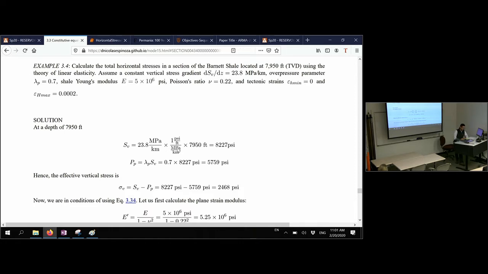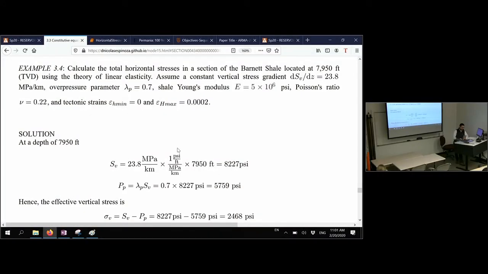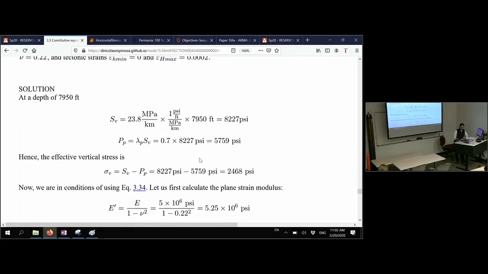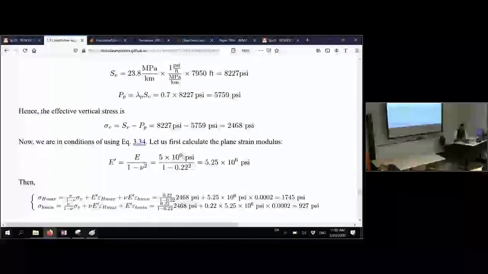In this problem that we were working on, you are asked to calculate the horizontal total stress, and here I missed a 23. A gradient of 1 psi per foot is about 23 MPa per kilometer. So here is a 23. When you do 23.8 divided by 23, that gives you more or less 1.03, times 7950, that gives you more or less that number. Okay? I'll try to fix it, and probably that will be done next week, because it takes me some time to update the website. Other than that, the problem should be okay. I hope that you worked through the solution, and you will find a very similar problem in the homework.